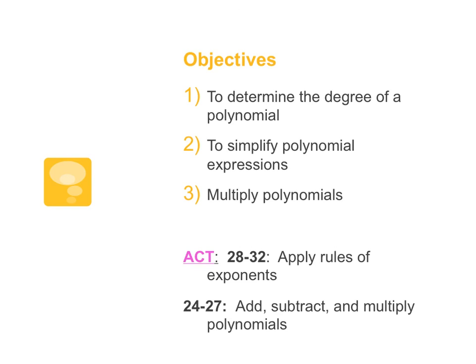Okay, so this is what we did in this video. We determined degree. Remember that a polynomial has no negative exponents, no division by a variable, and no square roots or cube roots. We simplified polynomial expressions, and then we also multiplied polynomials. So when you come into class, we're going to go over some problems involving these three objectives.